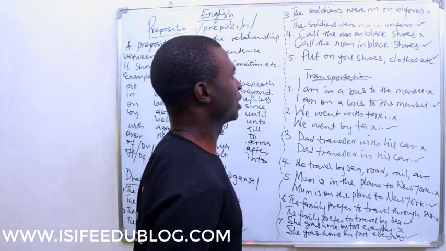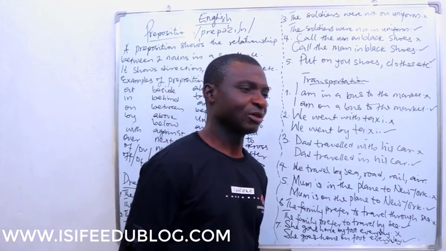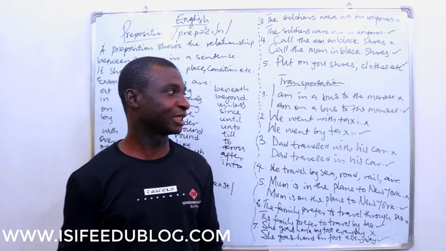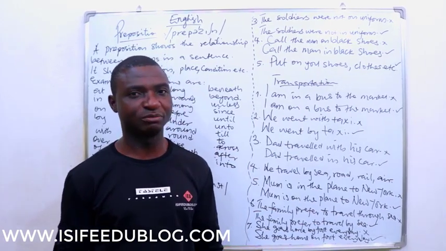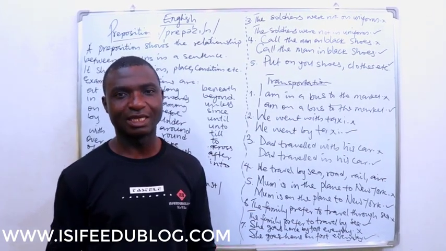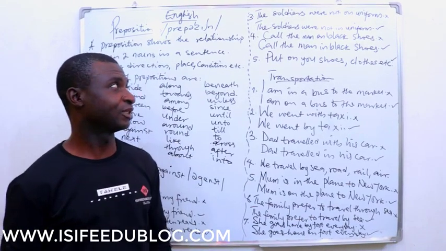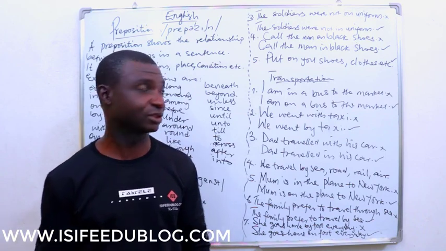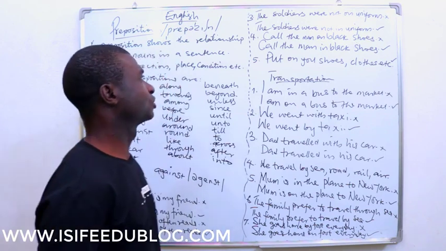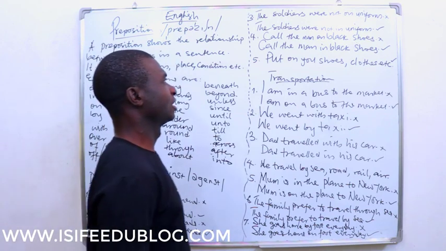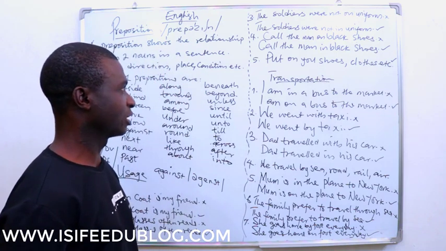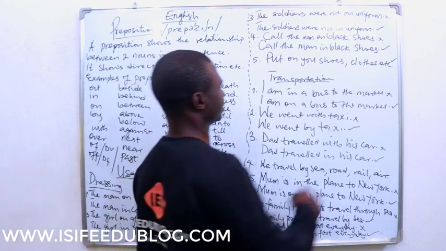The soldiers were not on uniform. At schools, we say the same things too. We say they are not on uniform. No, they are not in uniform. The students are to be in their uniforms, not in mufti. Alright? The soldiers were not in uniform. It's correct.